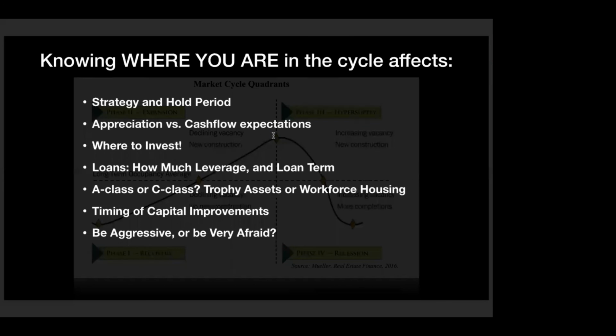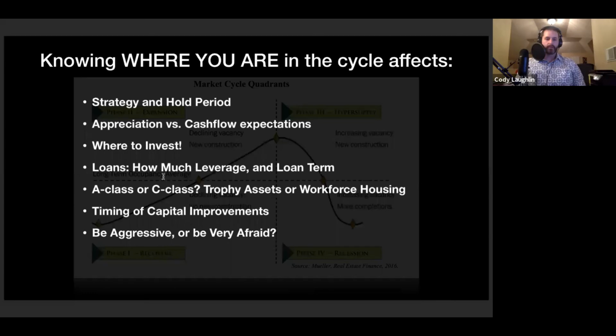As we go through these various phases throughout the recovery cycle, you'll see debt changing. So what type of product are we looking to invest in? Are you looking for your trophy assets or your workforce housing? And how is that impacted depending on where you're at in the market cycle?